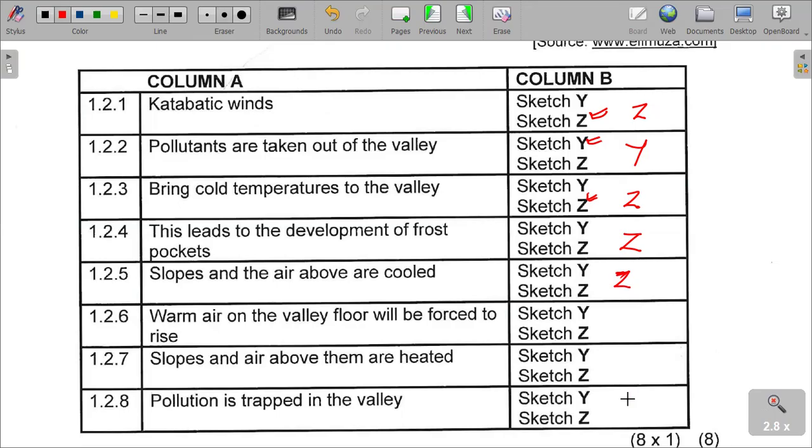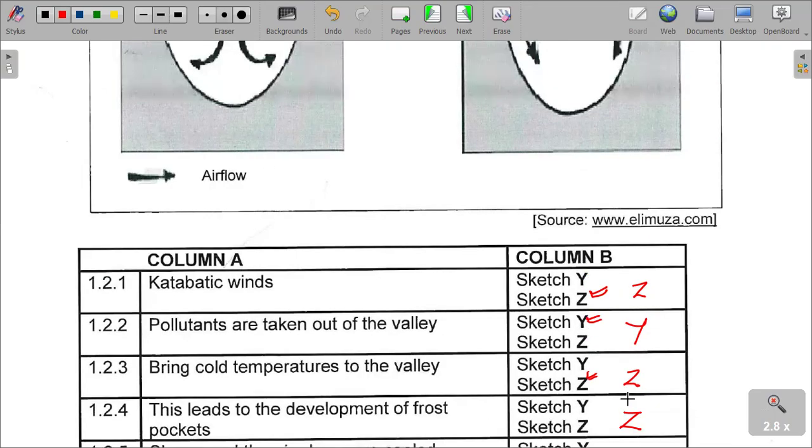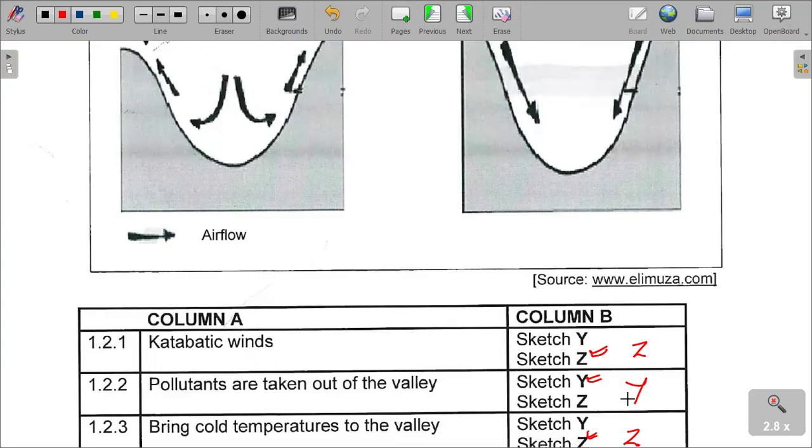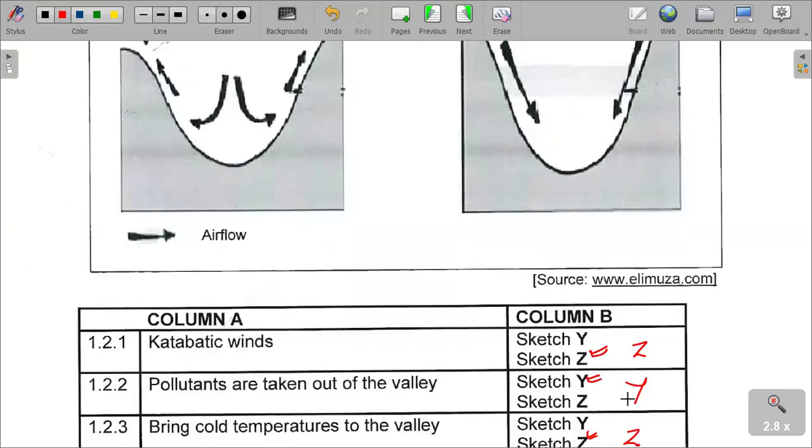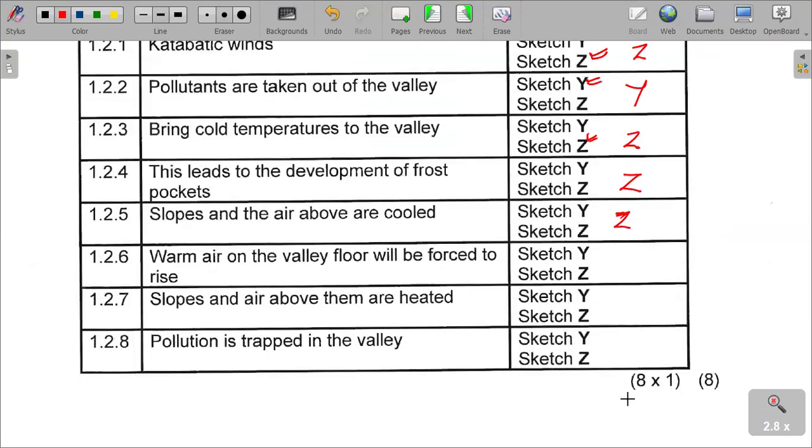Warm air on the valley floor will be forced to rise. When warm air on the valley floor is forced to rise, it is caused by the cold air as it enters. So we are saying number 6, warm air on the valley floor will be forced to rise as cold air enters. So it is Z as well.